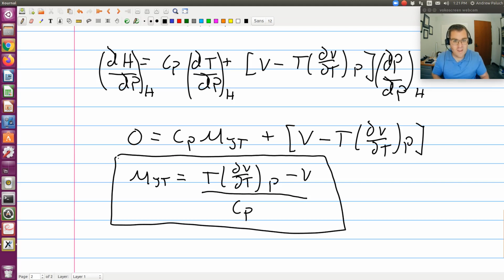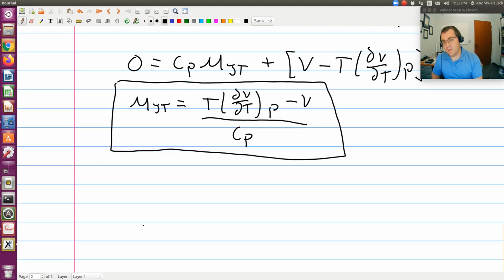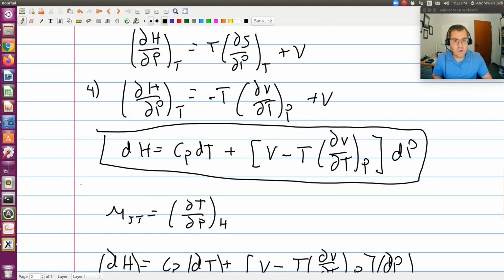So mu_JT is T (dV/dT at constant P) minus V, over Cp. Cool. So there's our expression for mu_JT. And then using that, let's take a look at part b. Basically in b, we're going to compare two scenarios.